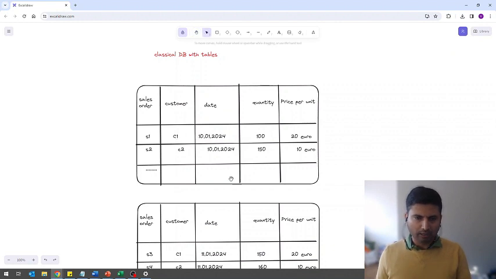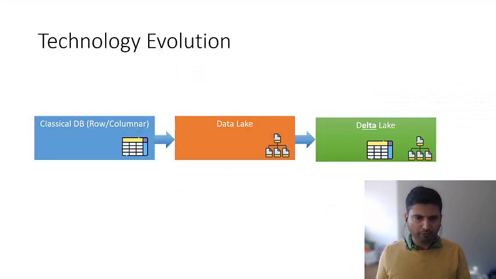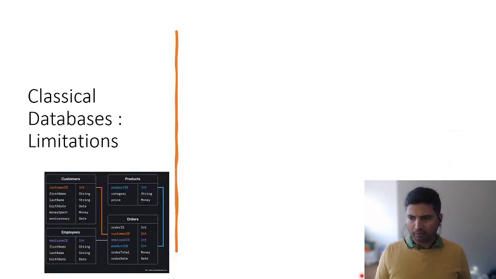Now, if we move to the next slide, what we see here is that we are going to focus on what the classical database limitations are. I'm just going to quickly brush up on them so that you know, like I said, why Databricks or data lake was needed.